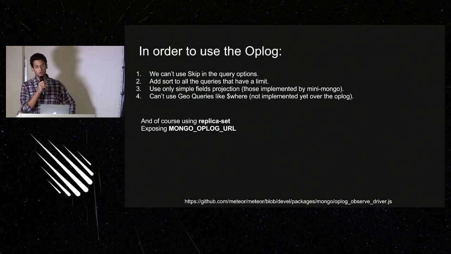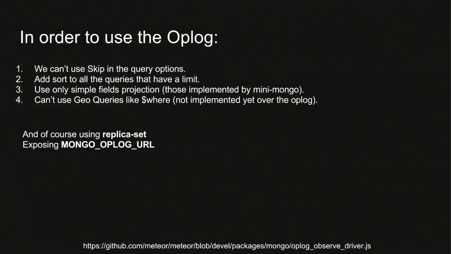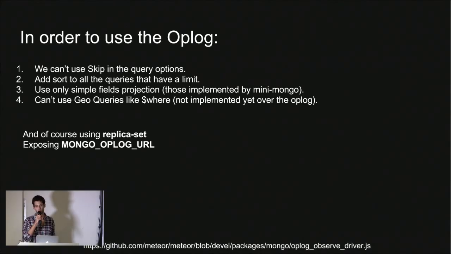In order to use the Oplog, we should modify our query a bit. We can't use skip in the options. If we are doing a limit, we should add a sort and maybe use an index for the sort. We can use only simple field projection. I guess all of you are using only simple ones. The hard ones are the ones that are not supported by Mini-Mongo, like $elemMatch.